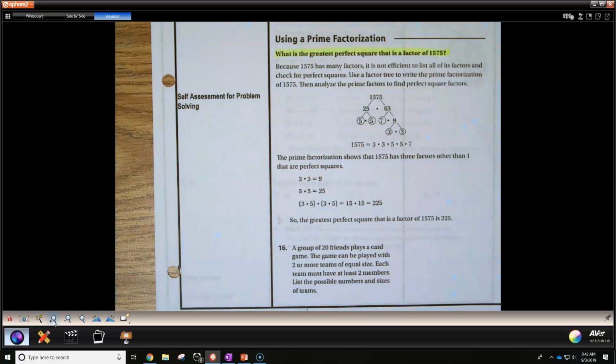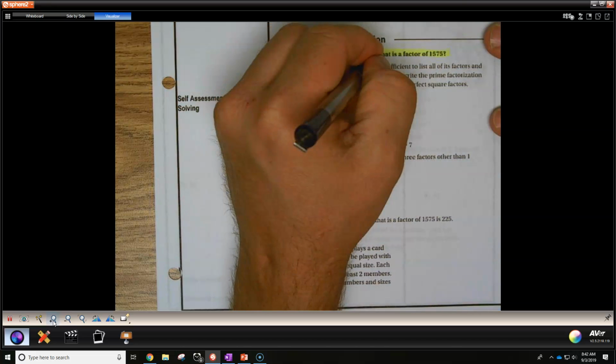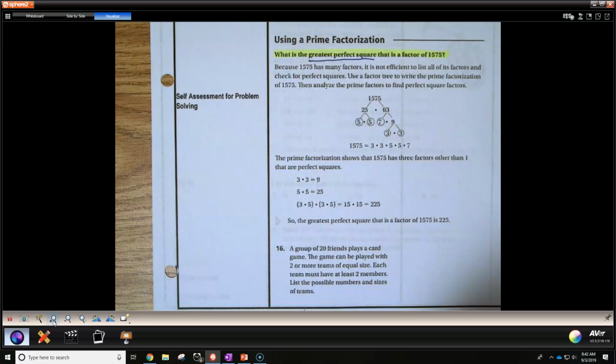What is the greatest perfect square? Now, do you guys remember a perfect square from lesson 1? Yes. Not really. Yes. So a perfect square was like the number 4, 9, 16, 25, 36. And remember, it's because I did a number times itself. 4 was 2 times 2. 9 was 3 times 3.